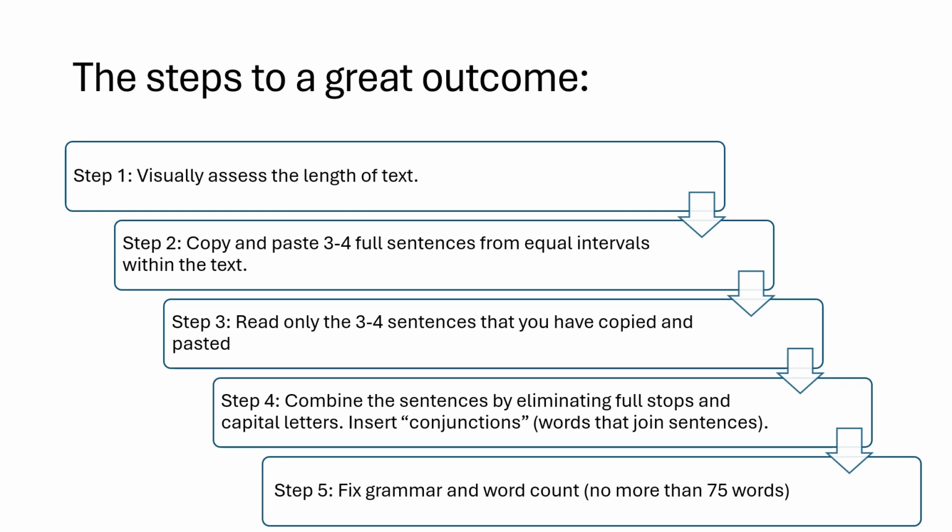Step 4 is where it gets tricky. You're going to combine the sentences by eliminating full stops, capital letters, and inappropriate punctuation. Then you are going to insert conjunctions, commas, and even simple words like and, so. So now that you have made a giant, very stupid sounding sentence, let's fix the grammar and word count in step 5.